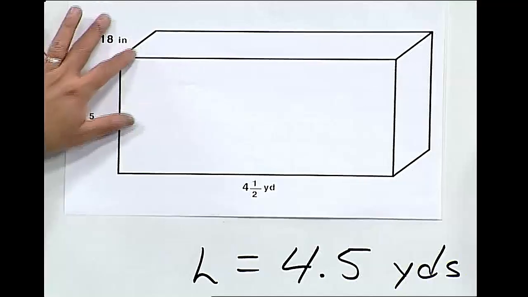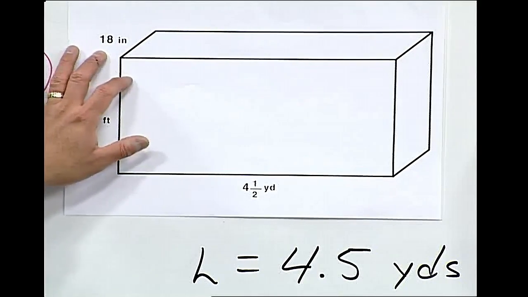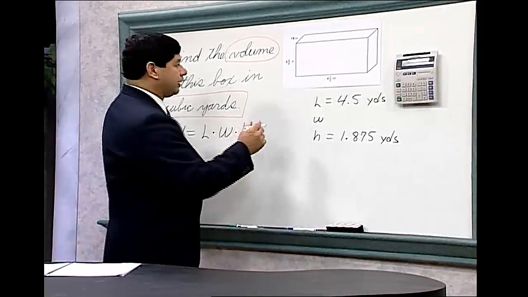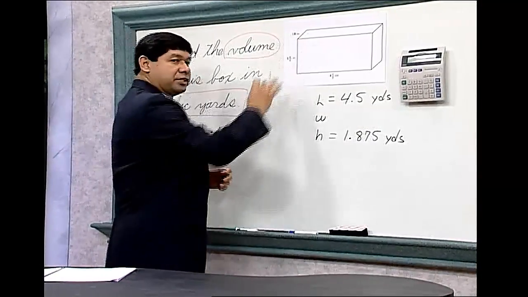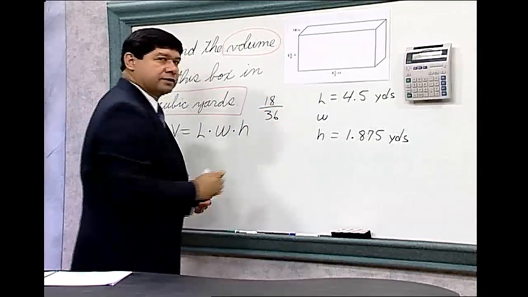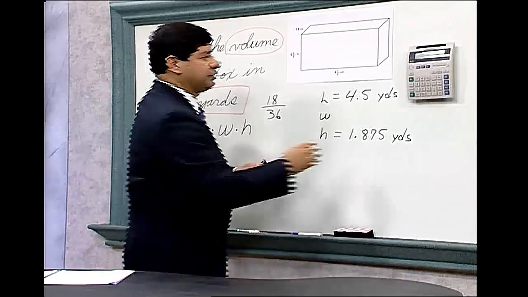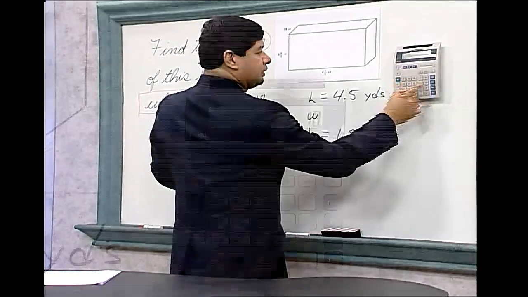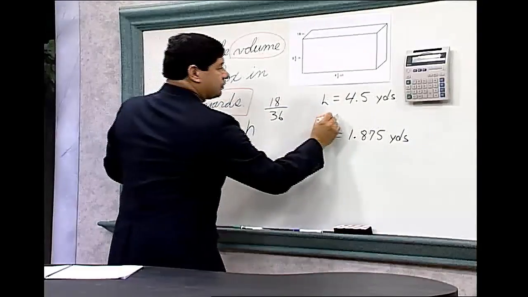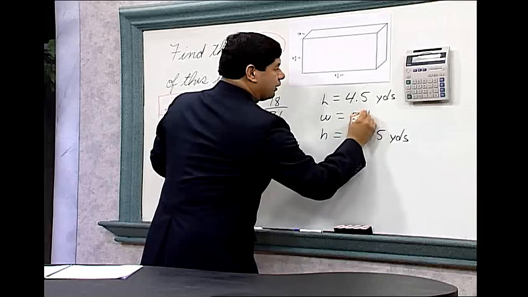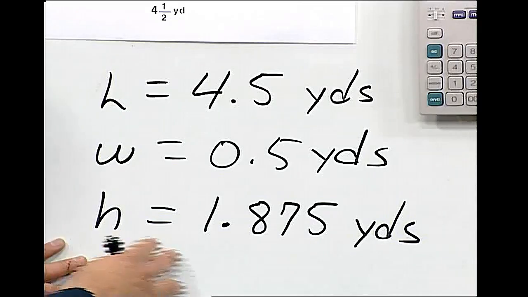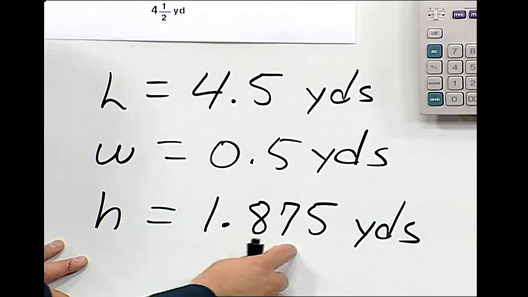Now we know the width. We know this is 18 inches, so we need to convert that into yards. Well, we know that there are 36 inches in a yard. So we're looking at determining how many yards this represents. We're looking at a ratio here. So we have 18 divided by 36. And again, let's use our trusty calculator to do this for us. 18 divided by 36 is equal to 0.5. So this converts to 0.5 yards.